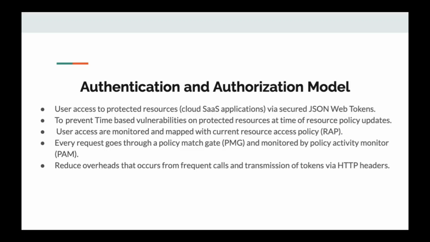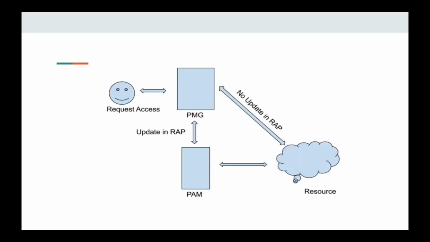Now we'll see how it is more secure. This would eventually reduce the overhead which might occur from frequent calls and transmissions of the tokens via HTTP header. This is a sample of the model for the authentication and authorization. Here, an authorized user accesses the protected resource in two ways. The first way is with the valid access token and no update on RAP.